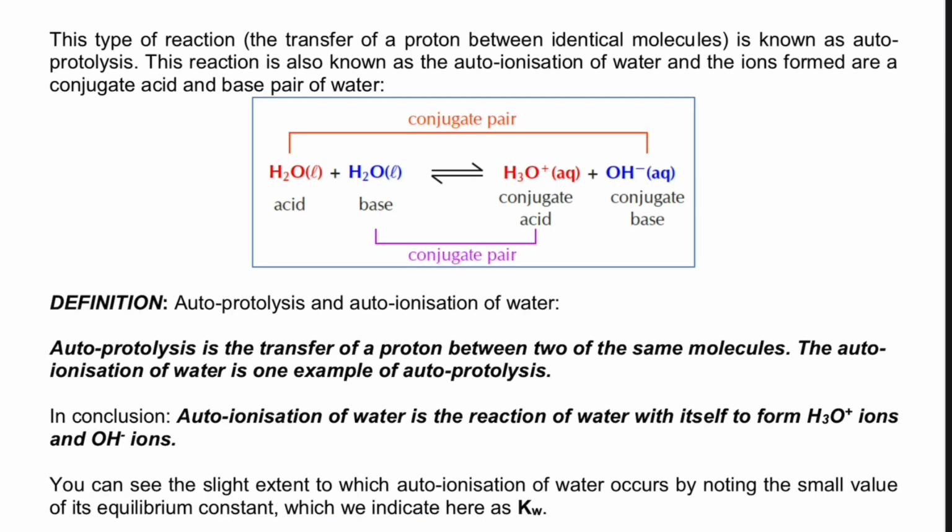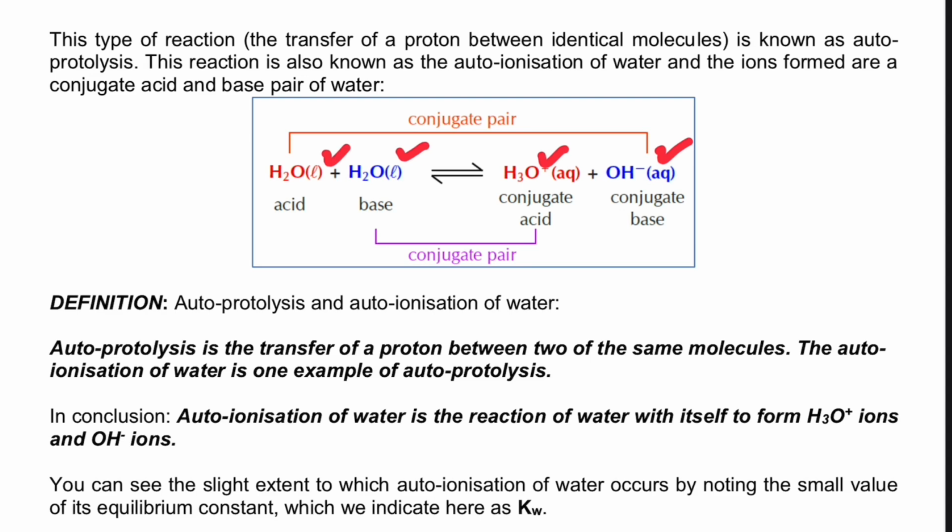Take a look at this reaction between H2O and H2O. We literally have H2O plus H2O. So what's going to happen? One H2O will act as an acid and the other one will act as a base. And then consequently, we have H3O plus and OH minus. H2O plus H2O gives us H3O plus and OH minus.